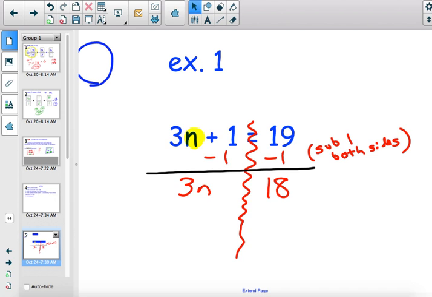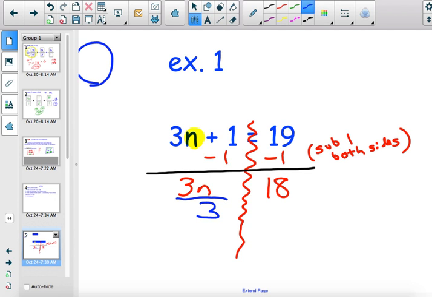Now we have to unpack, multiply, divide. What do you think we're going to do on both sides now? Divide by 3. This is kind of like our homework, but now we're doing both of them together. Divide by 3 on both sides. 3 divided by 3 equals 1n. So if you want to cancel out, it's 1n. 18 divided by 3 is going to equal 6. Separate the steps with the lines.